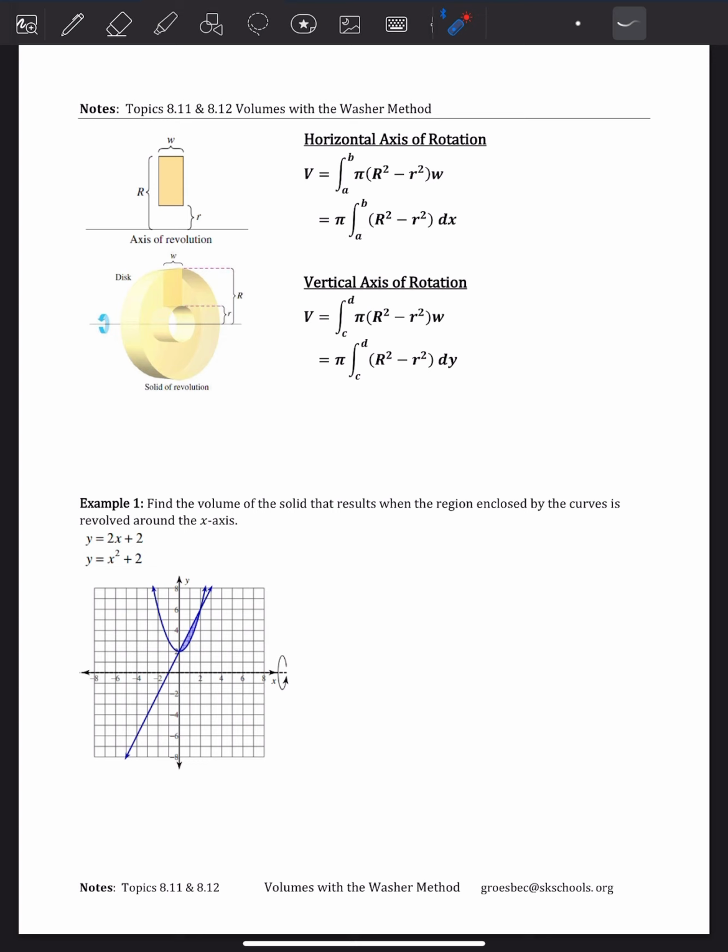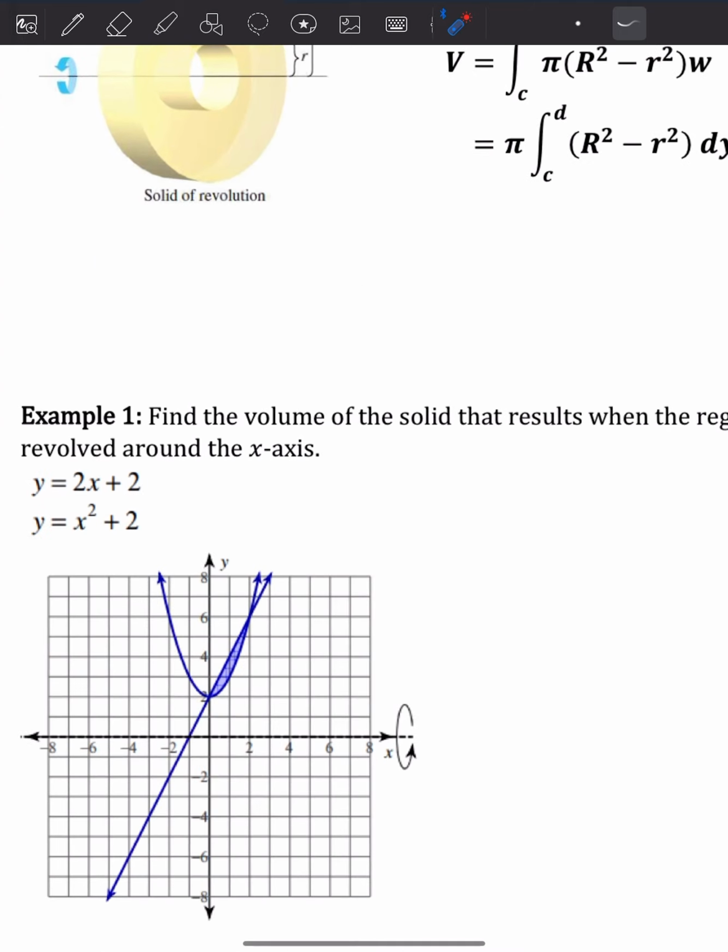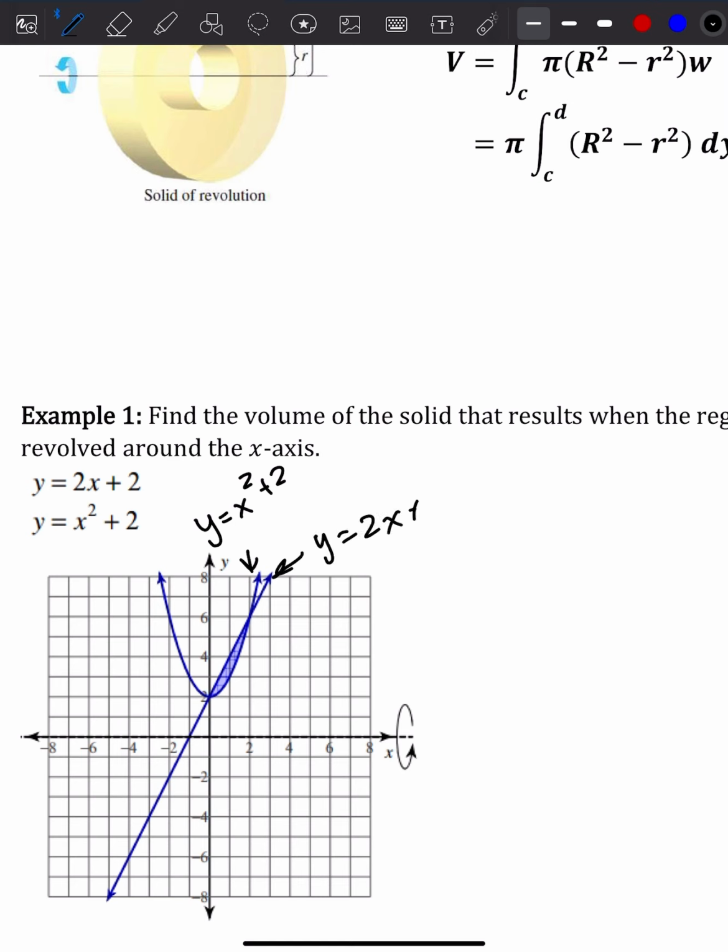So we need to think about it as the outside minus the inside. The first thing we're going to look at is the volume of a solid that's the result when the region enclosed by the curves is revolved around the x-axis. So we have y equals 2x plus 2, y equals x squared plus 2, and we're revolving it around the x-axis. The first thing we want to do is just label which equation is which. We have y equals x squared plus 2 because it's that parabola shape, and our other one is y equals 2x plus 2.